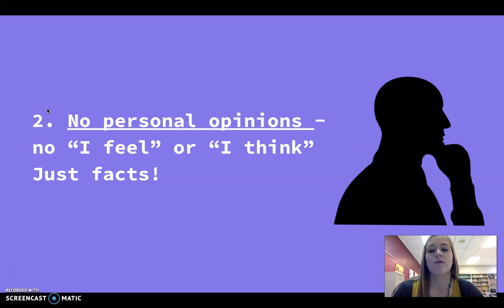The next rule of writing a summary is that there should not be any personal opinions. We talked about this a little bit with our definition that we talked about just a second ago. Summaries are supposed to be objective. They should not have any opinions. So when we're looking at your summaries, we don't want to see words like I feel, I think, I believe, I liked this, I hated this. No personal opinions. And I always like to give this example because I think it's really relevant to people in our state.